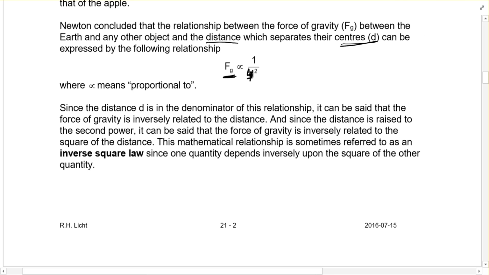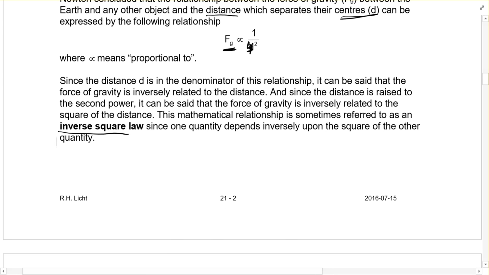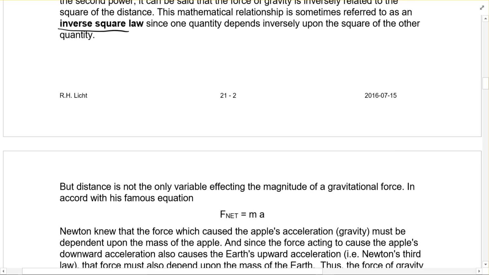This phenomenon is called the inverse square law. And this is going to come up in other fields as well when we take physics 30. You guys are going to see the inverse square law for some other forces as well. So that just has to do with how the force of gravity drops off with 1 over the square of the distance.